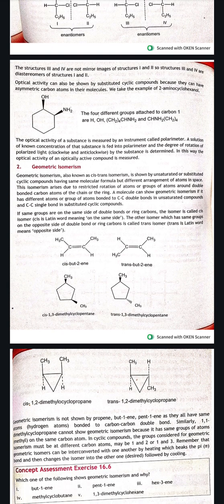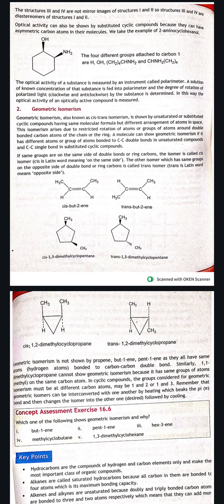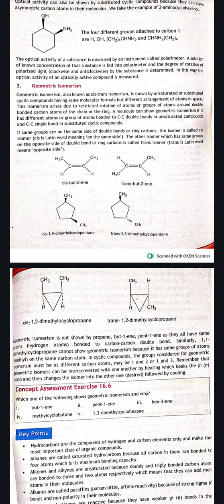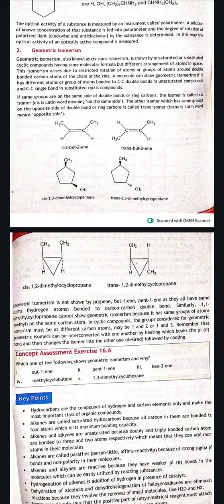Optical activity can also be shown by substituted cyclic compounds because they have an asymmetric carbon. We take the example of 2-aminocyclohexanol. The optical activity of a substance is measured by an instrument called a polarimeter. A solution of known concentration of that substance is fed into the polarimeter, and the degree of rotation of polarized light by the substance is determined. In this way, the optically active compound is measured. So the device used to measure it is a polarimeter, and the degree of rotation is determined by it.